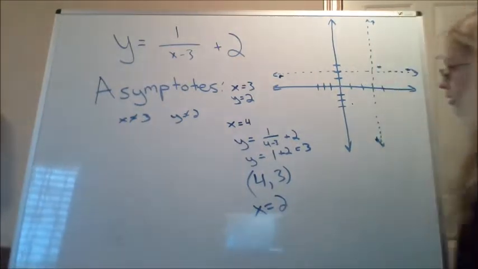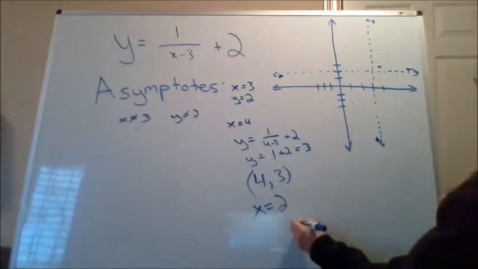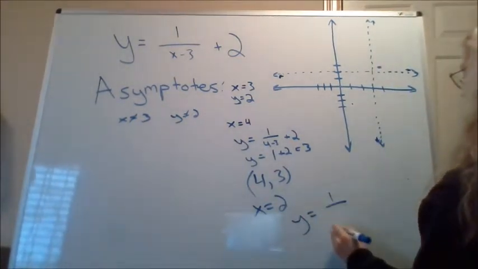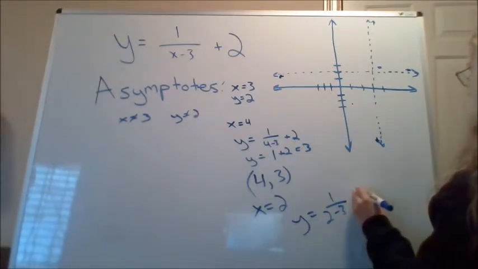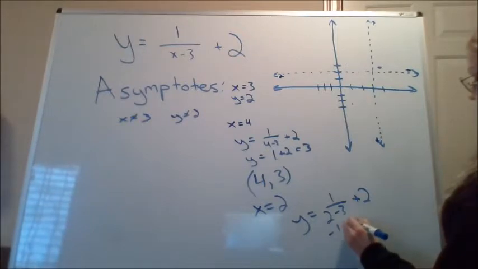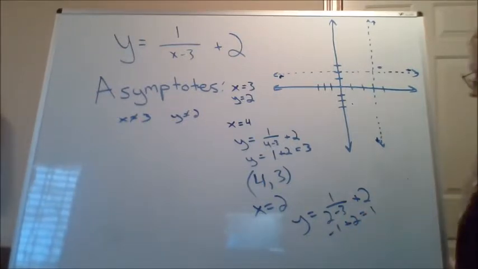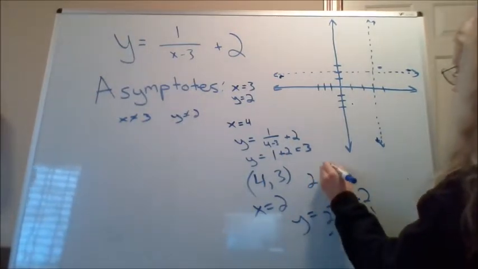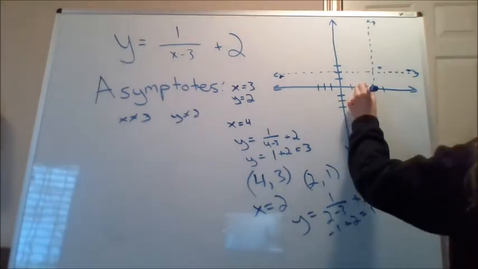What happens if we had x equals 2? Well, y equals 1 over 2 minus 3, plus 2. And so this would be negative 1. Y equals negative 1 plus 2. And so that would be 1. So we also have the point (2, 1).